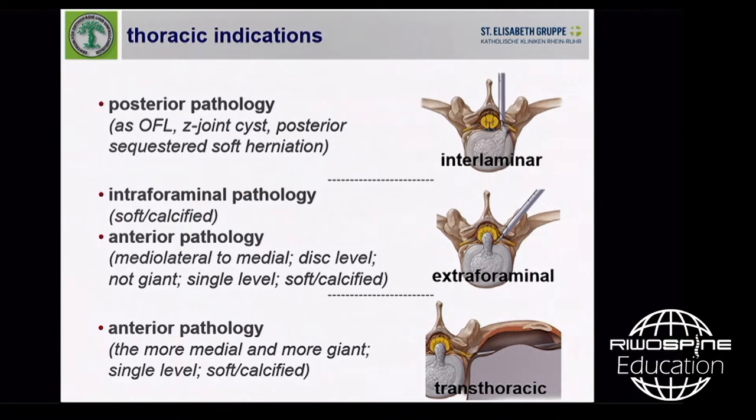And we learned very fast that we have really a large or broad spectrum with the transforaminal approach, more than we expected at the beginning. We are much more able to reach the area anterior of the thoracic myelin to the opposite side without manipulating the myelin with the extraforaminal approach.